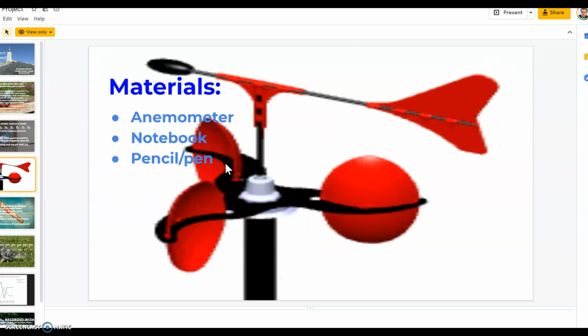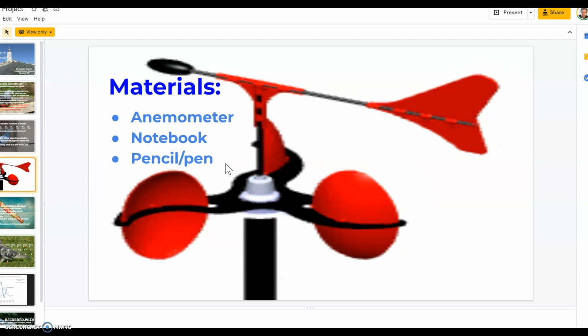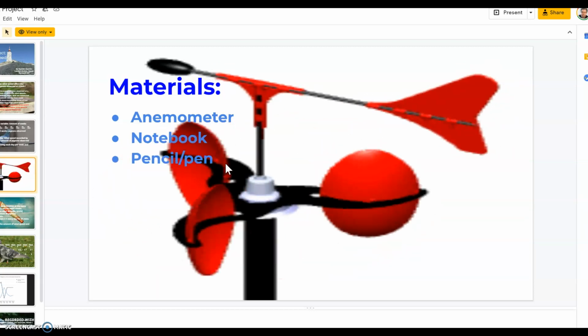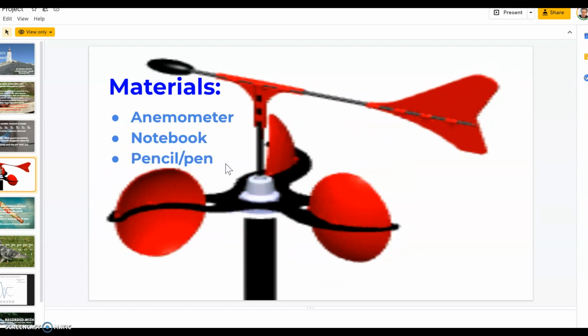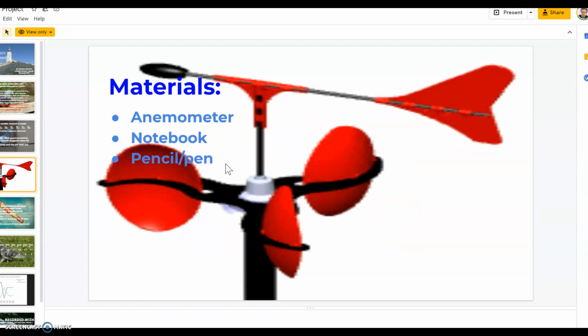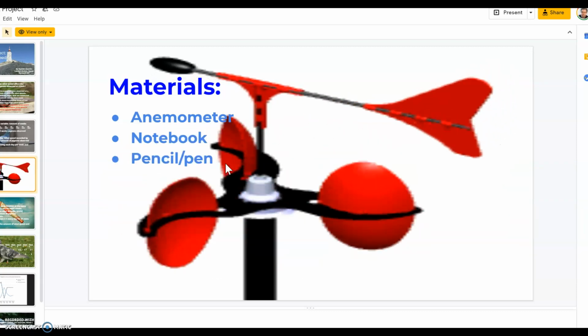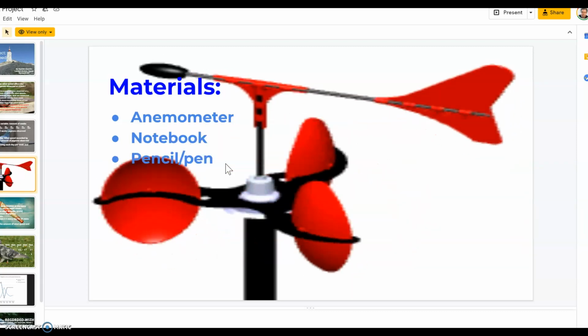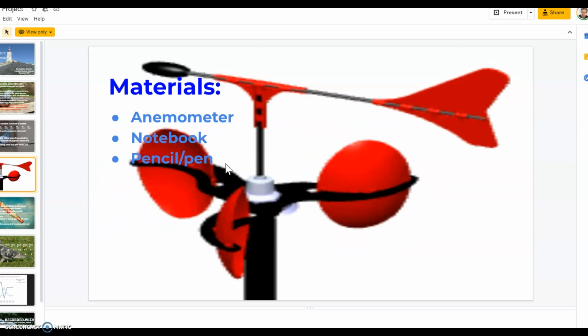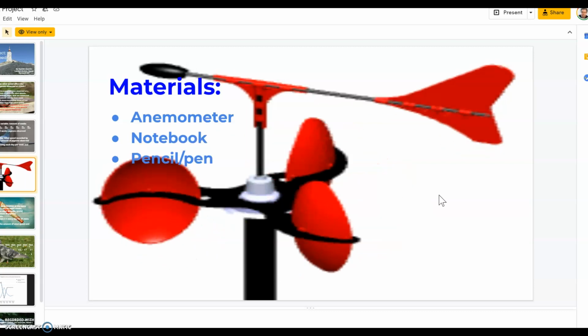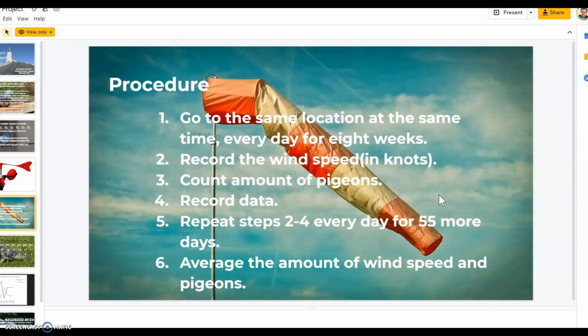Nice graphic of an anemometer. And what else is there? What is that object that is pointing north by northwest? Well, we'll come back to that. Okay, so the materials: anemometer, notebook, pen, and pencil. Probably a couple of birds in there too.